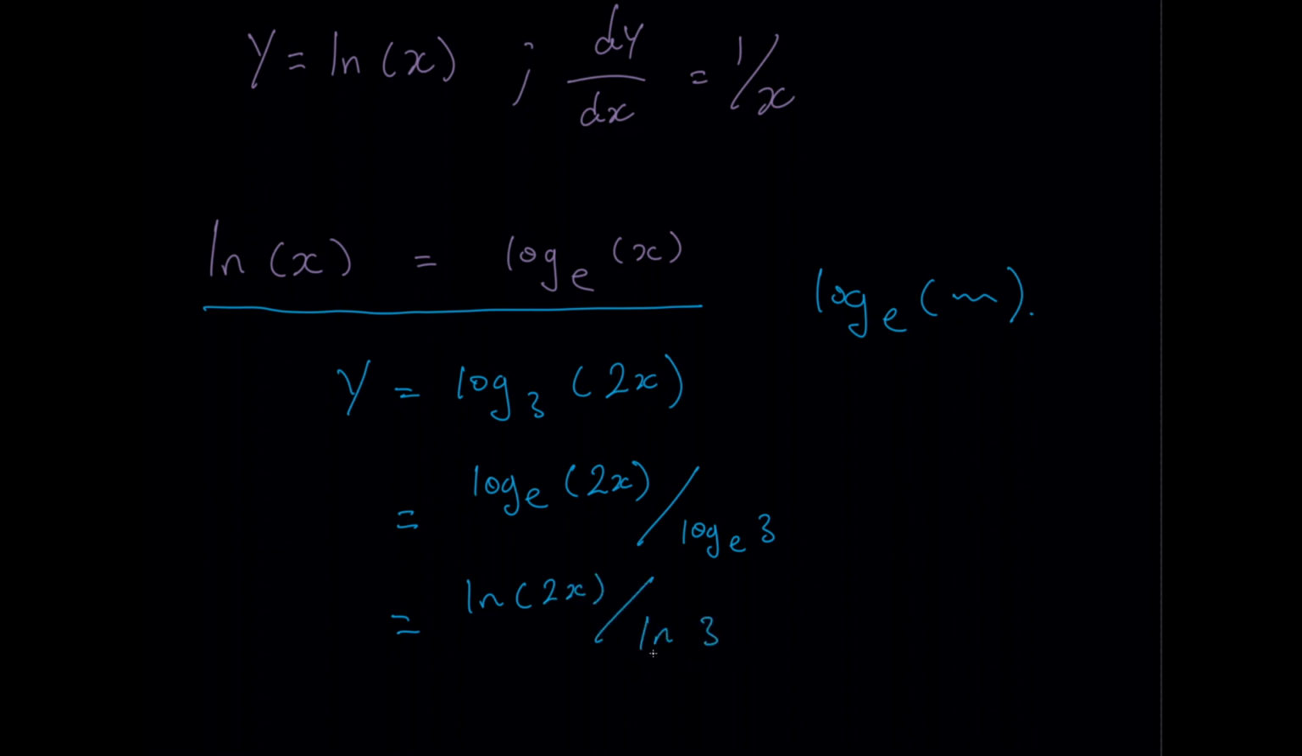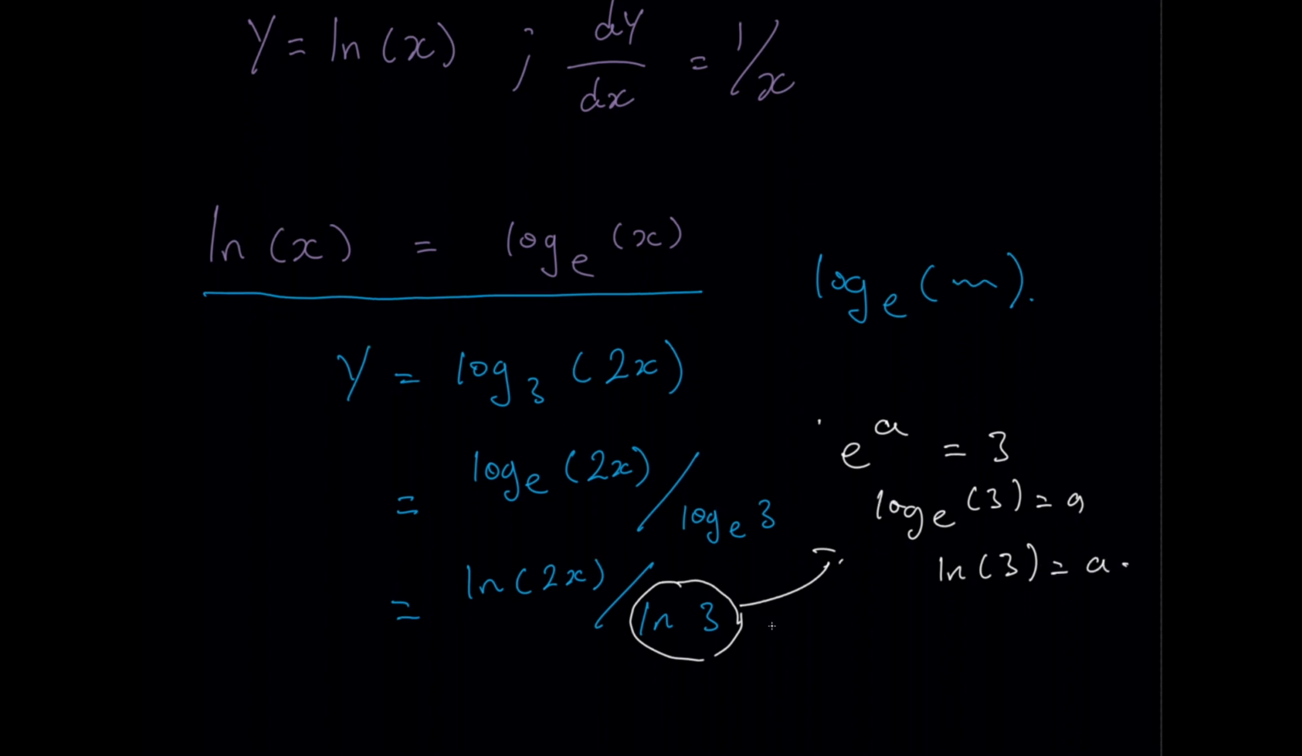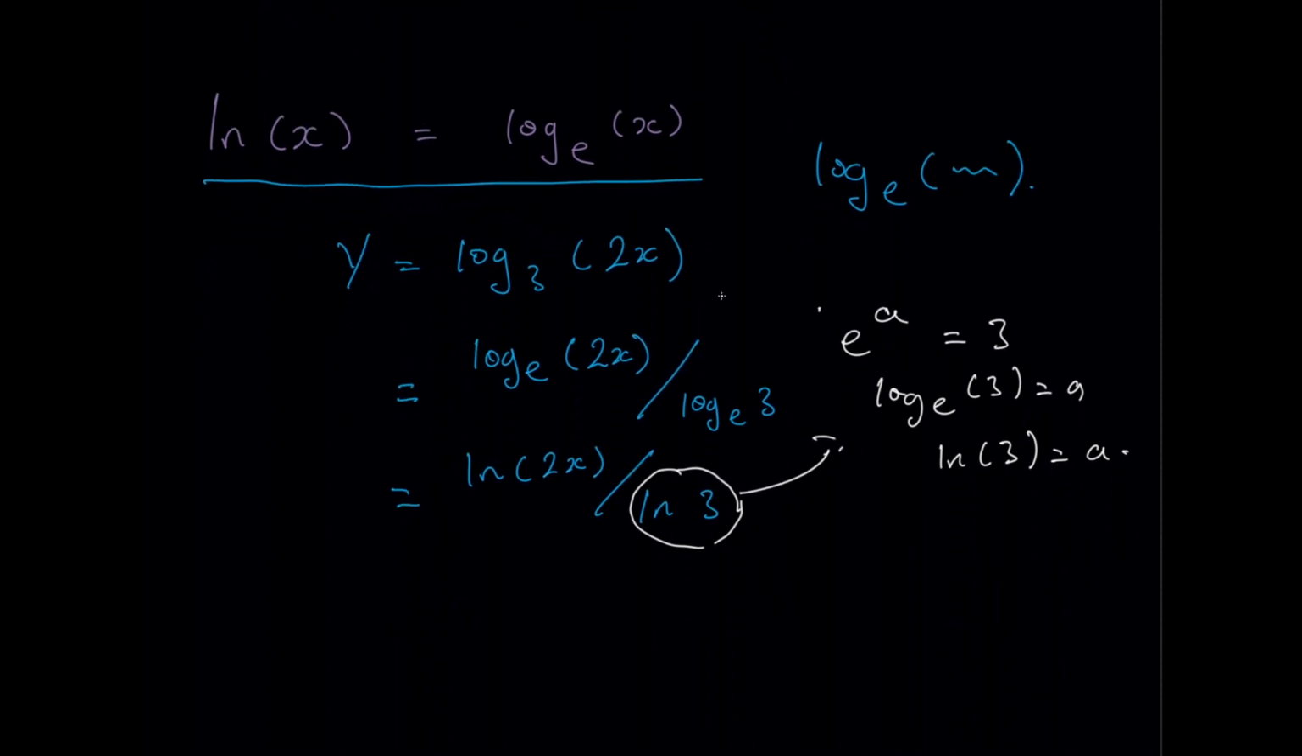It's important to note that ln 3 is just a number. Let's circle this, ln 3. Sorry for that. ln 3 is essentially just a number. It's the number that you have to raise e to in order to achieve 3. So let's remember that and treat it as a constant.